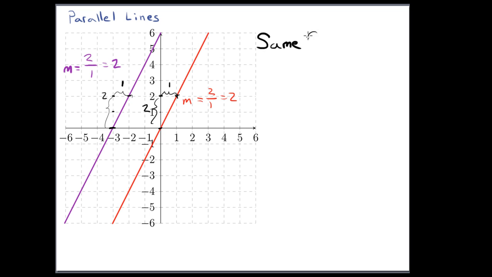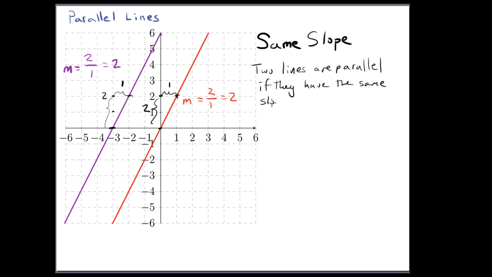They have the same slope. And that's the big key with parallel lines, is that they have the same slope. So we could say that two lines are parallel if they have the same slope and different intercepts.